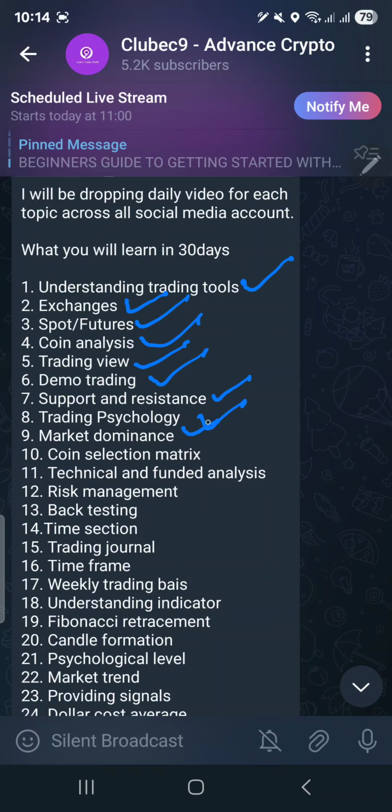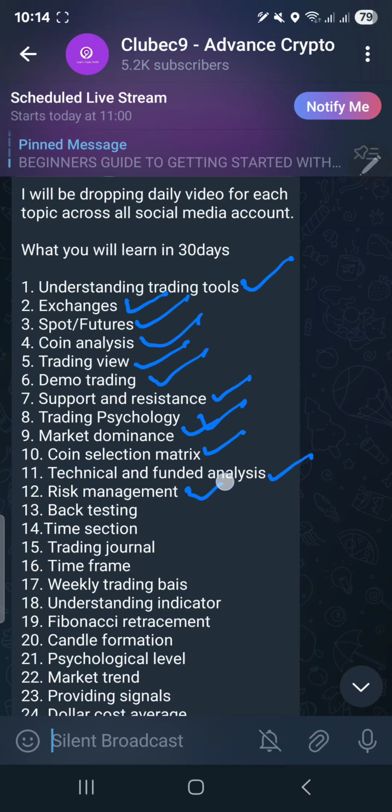So we have coin selection metrics. That's number 10. You see this part, because we have a lot of coins on the exchanges, you need to know which one to trade, which one exactly you need to trade. So we have technical and fundamental analysis. This is also very essential. You want to be doing analysis. You also want to understand that the news also affects the market. These are the things this will teach you.